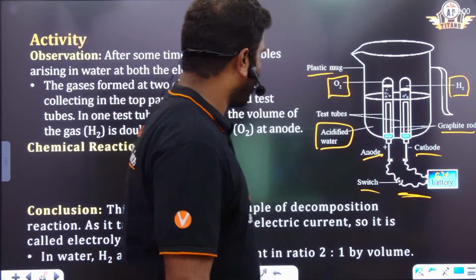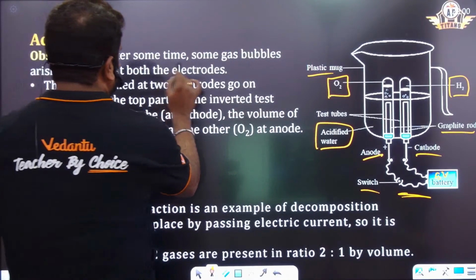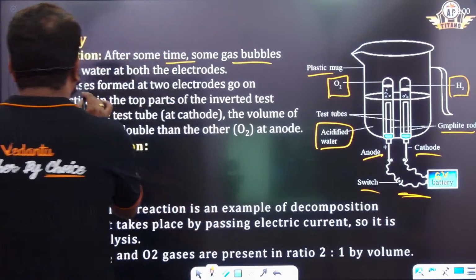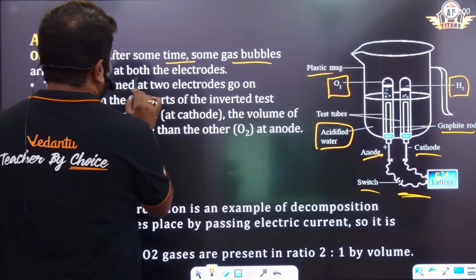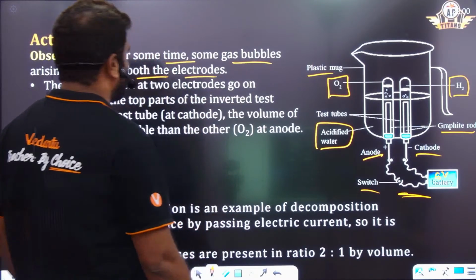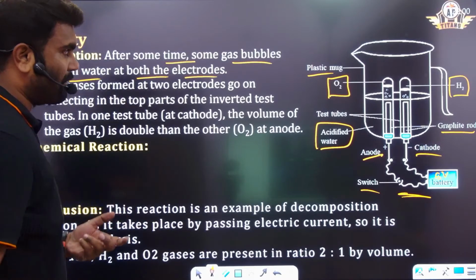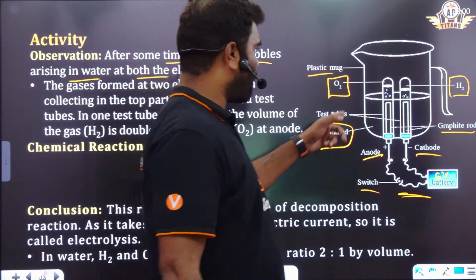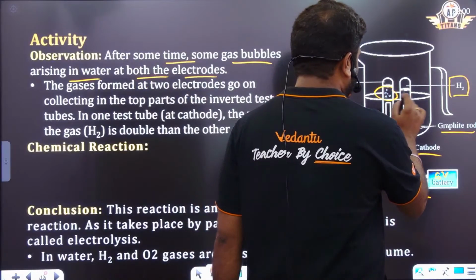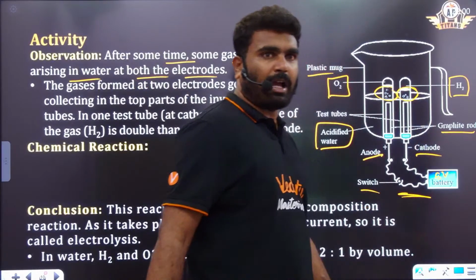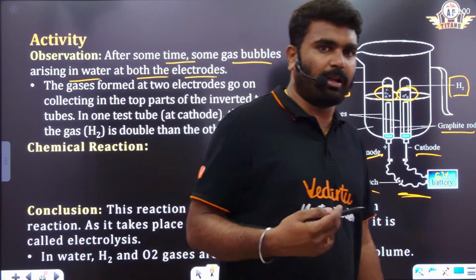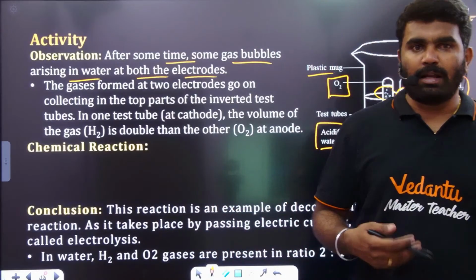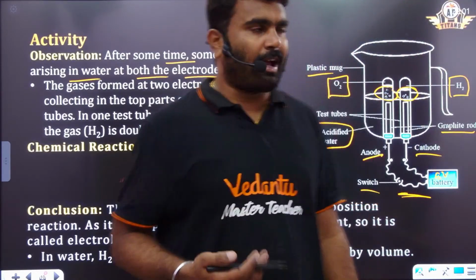Okay. After some time, some gas bubbles arise in the water at both the electrodes. So if you observe this, there are gas bubbles, right? Here you can see there are a few gas bubbles arising. So gas bubbles are arising.